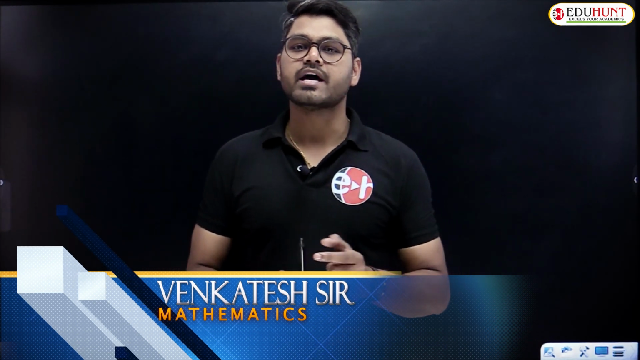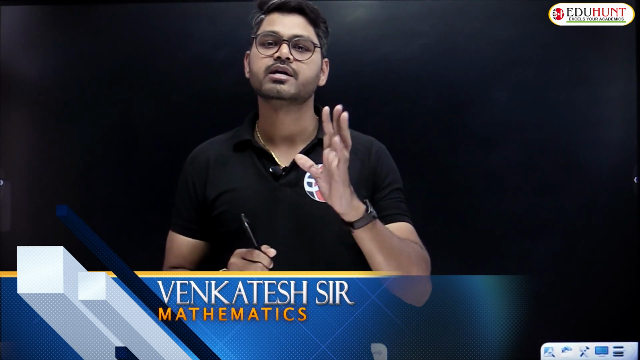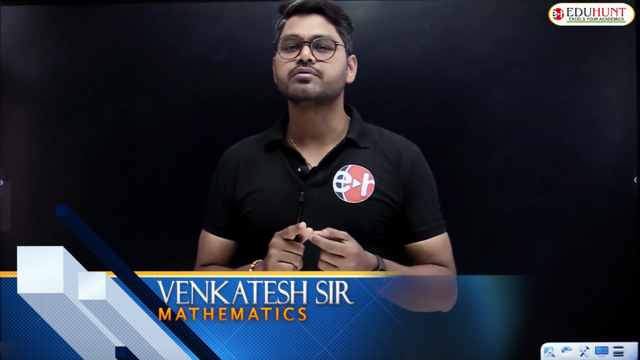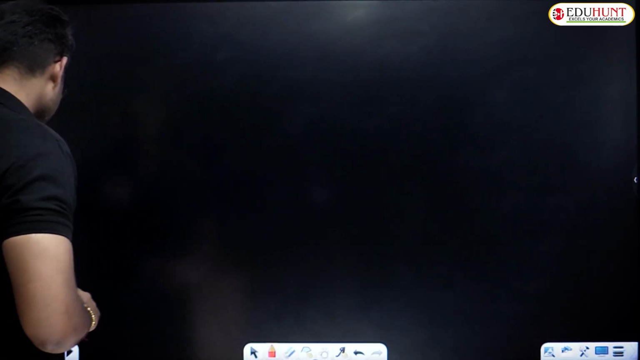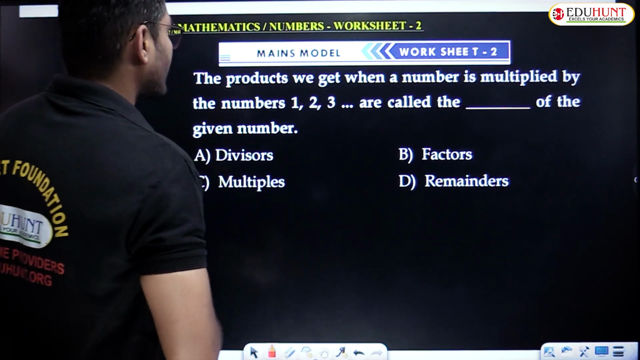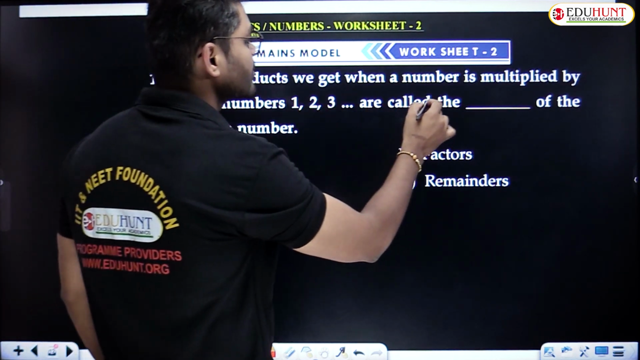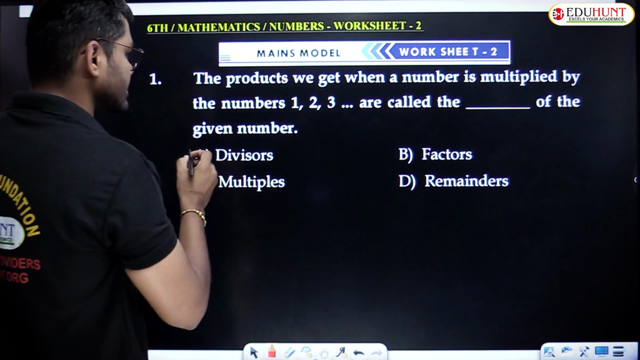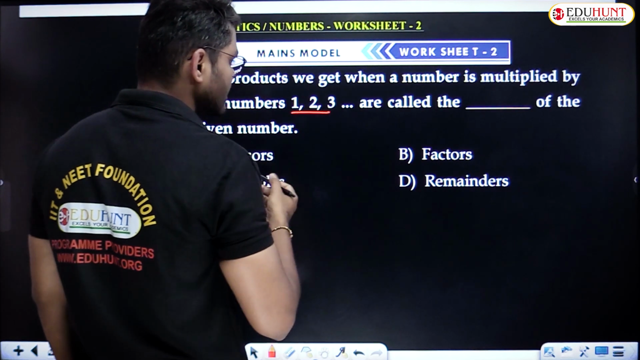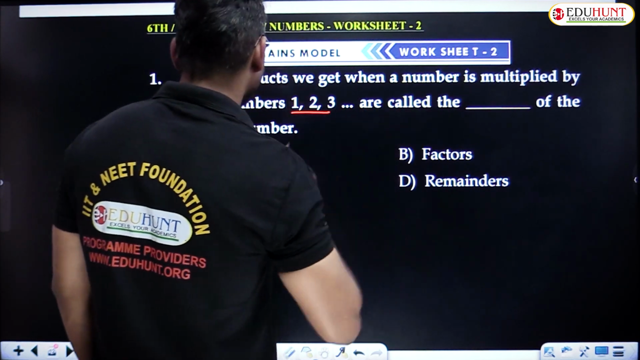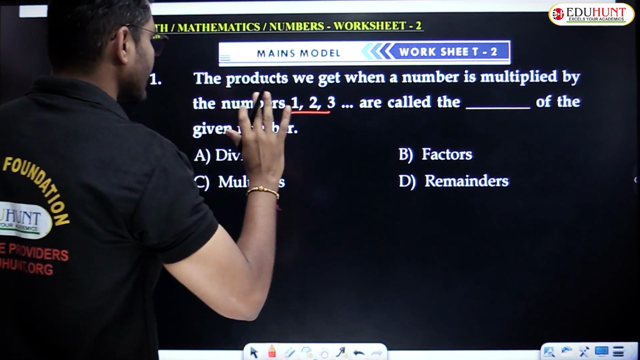In the previous session, we have discussed the concept that is based on multiples and factors. Now we are going to discuss the worksheet based on multiples and factors. The very first question is, the products we get when a number is multiplied by the numbers 1, 2, 3 and so on are called the dash of the given number.